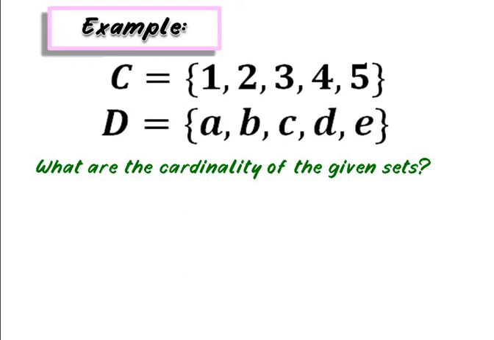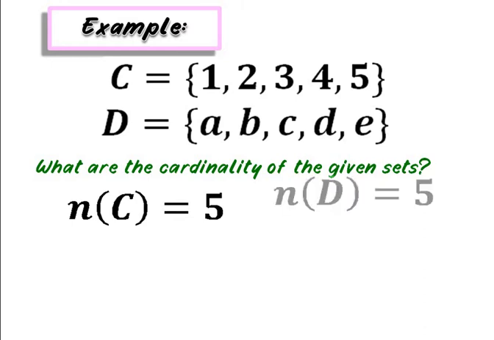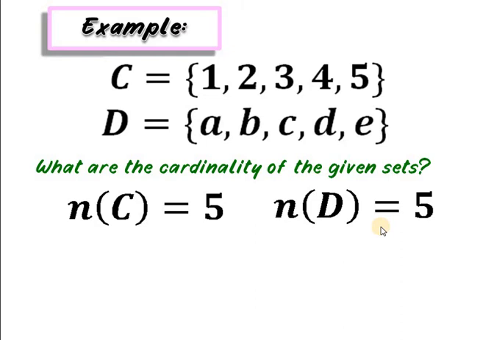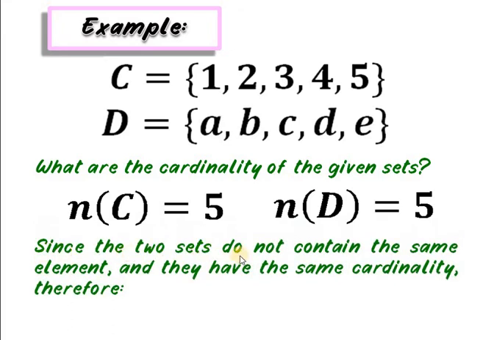Let's start with set C. What is the cardinality of set C? That's right, it's 5. Cardinality of C is equal to 5. How about set D? Good job, it's also 5. Cardinality of D is equal to 5. The cardinality of two sets are equal. They are both 5. Since the two sets do not contain the same element and they have the same cardinality, therefore, C is equivalent to D.